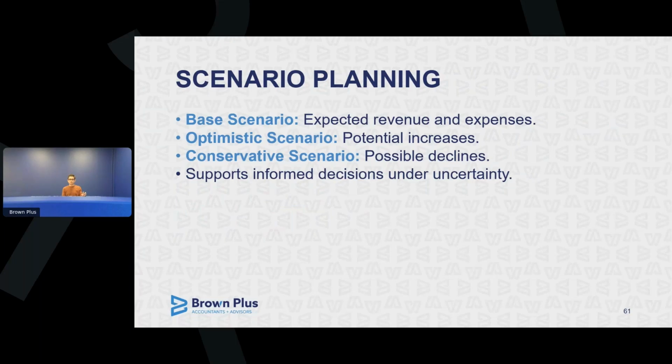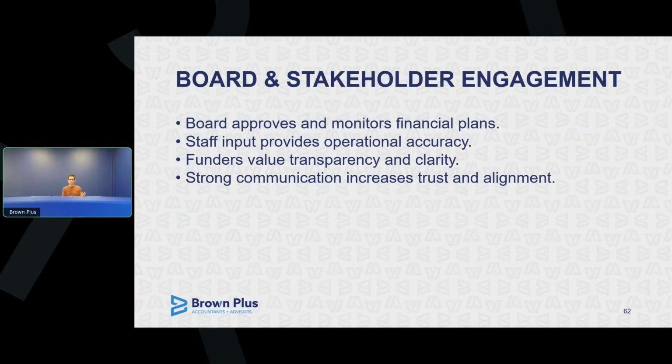So let's start with the board's core responsibilities around the budget. First thing they do, boards provide oversight. They also approve the budget, and then they monitor the financial results throughout the year. Let me just be clear on one thing: the board should not be creating the budget line by line, but I do understand that could happen depending on the size of your organization.